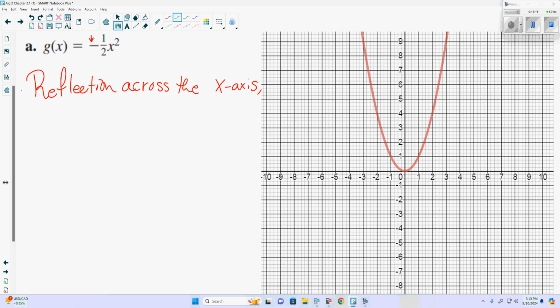The reflection is purely about that negative. Now the 1/2 is telling us it's a vertical stretch or shrink or horizontal stretch or shrink. Is the 1/2 inside or outside parentheses? Outside. So this would be a vertical stretch or shrink of 1/2. Vertical, we don't have to do anything to it. Now, is the 1/2 between 0 and 1 or greater than 1?